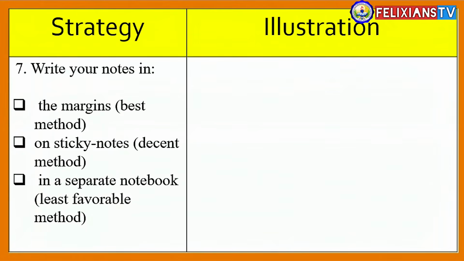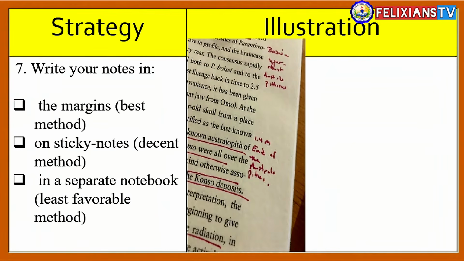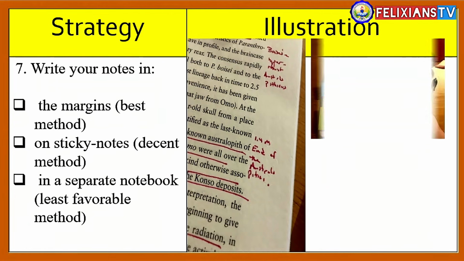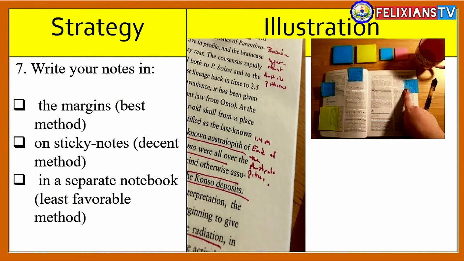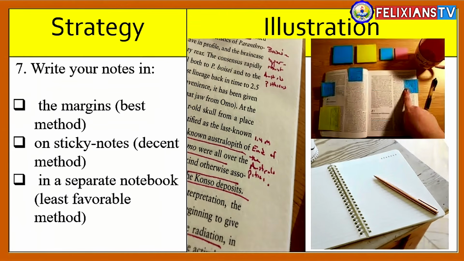Number 7. Write your notes in. The first one, write your notes in the margins. It is the best method. So write it directly on the story or the copy of the text that you are handling. The second one, on sticky notes. This is considered as the decent method. And the third one, in a separate notebook, which is considered as the least favorable method.